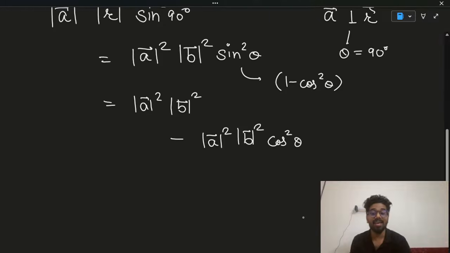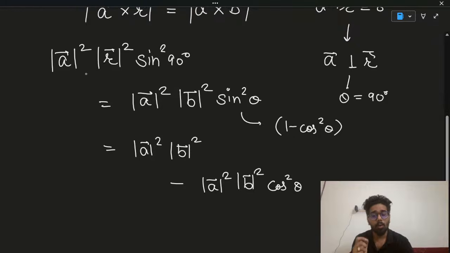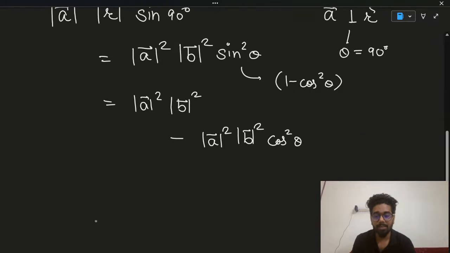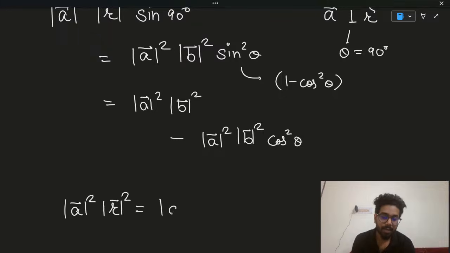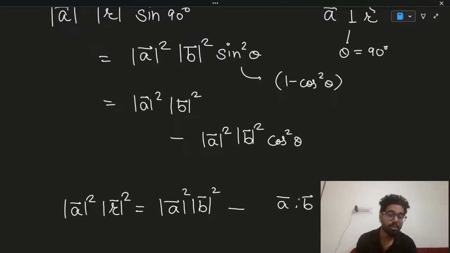And what is this? From here, sine square 90 is 1. What is the magnitude of A square? That will be calculated, but as of now just write down magnitude of A square into magnitude of R square is equal to magnitude of A square into magnitude of B square. Now this part can be written as A dot B whole square, and we are done. This is an amazing technique, guys. So I am going to use this.